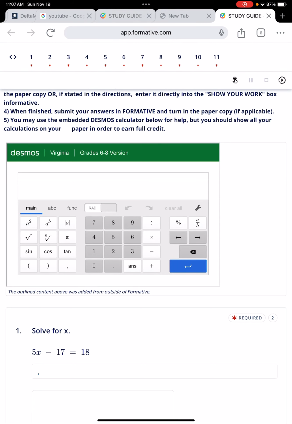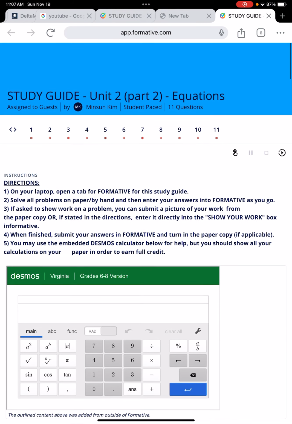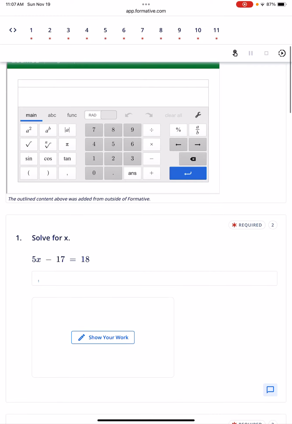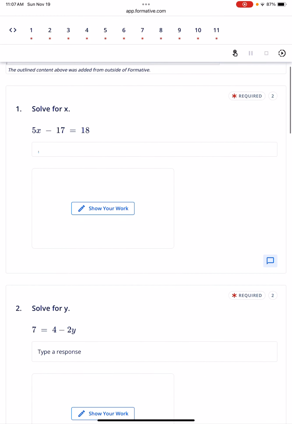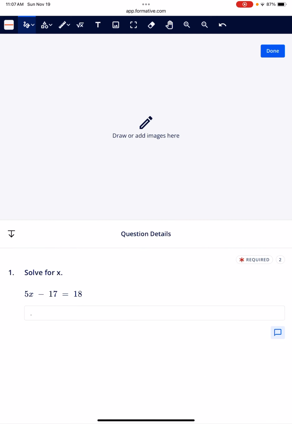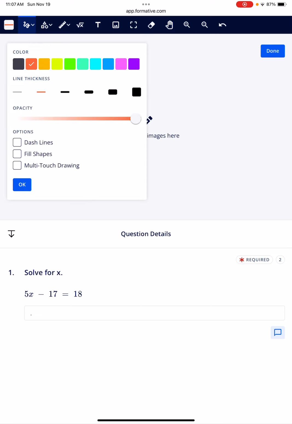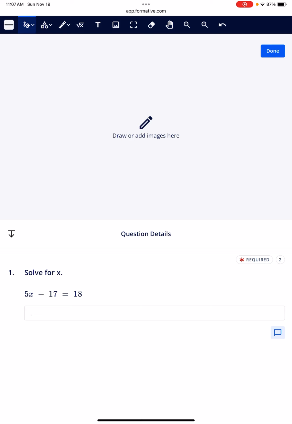I'm going to show you how to solve problems on your study guide. Let's look at the first problem. First, I'm going to write down the problem. While I write down the problem, you're going to try your own to see if you can solve it.